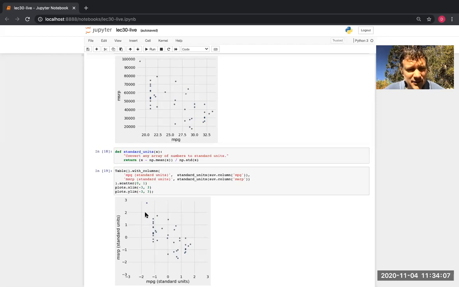And you can see this is a negative association because smaller values of miles per gallon correspond to higher values of price.